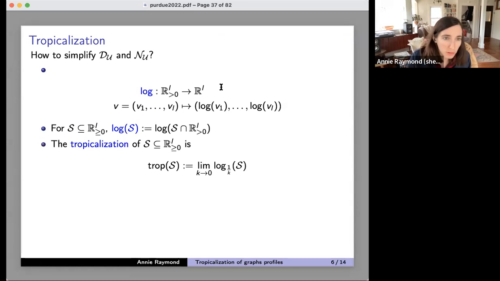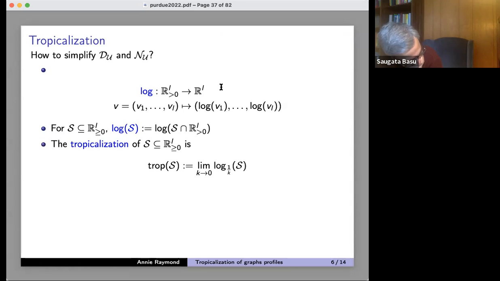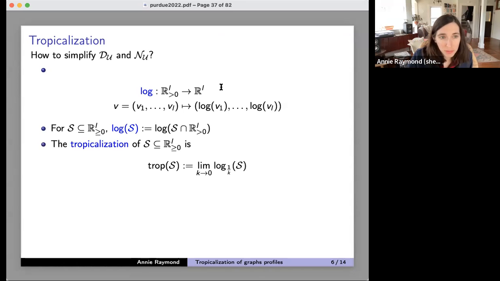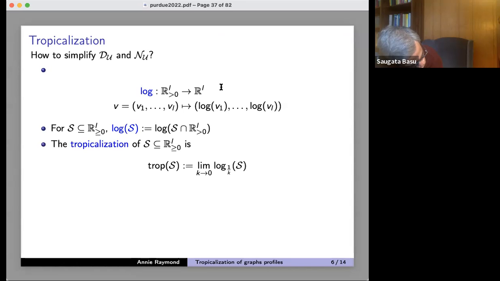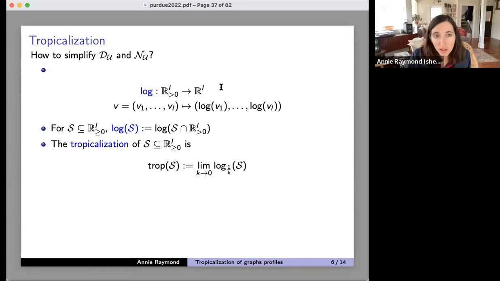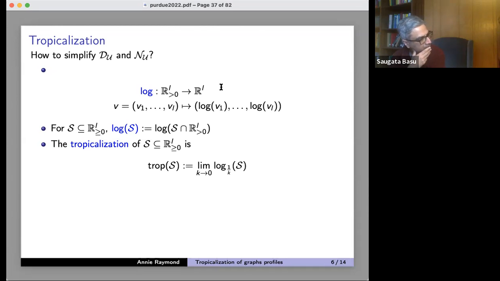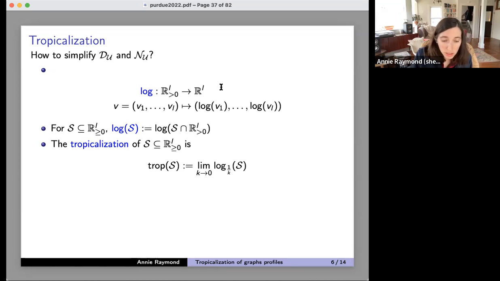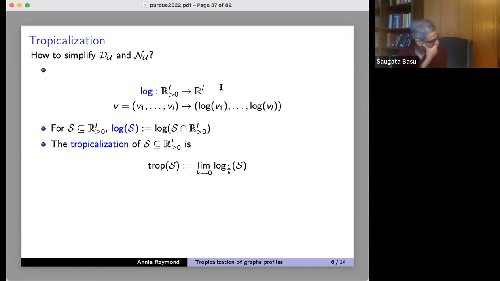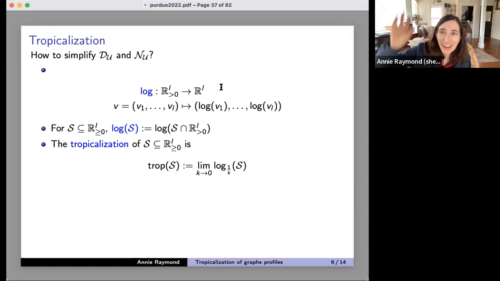And we can show that you don't lose anything important that way. So the tropicalization of some set in the non-negative orthant is going to be the limit of the log base 1 over k as k goes to 0 of my set. If you've never seen that, it might seem a bit weird. What is happening is that we're moving from your normal polynomial ring with addition and multiplication to taking the max or the min, depending on your setting, and adding. And that's simpler than adding and multiplying.